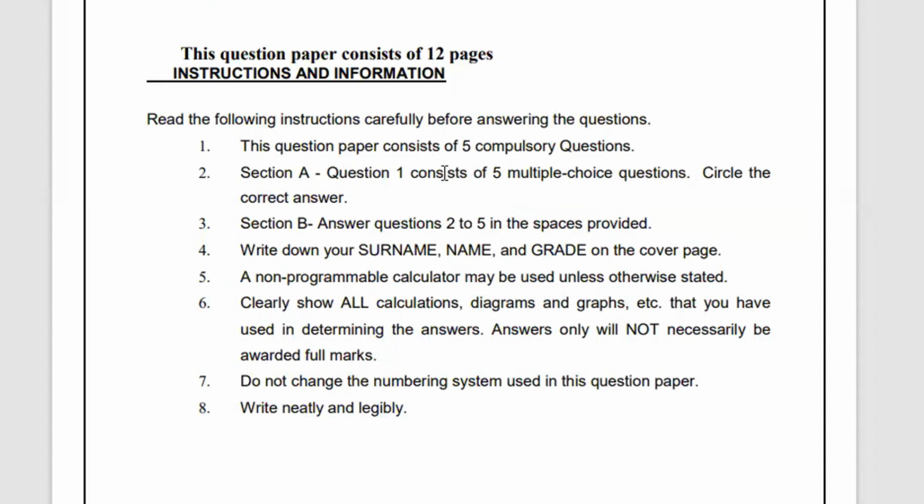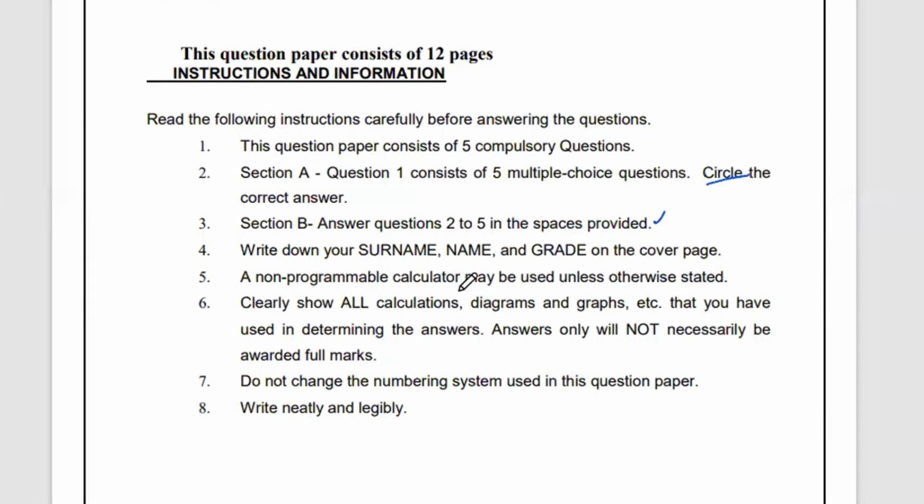Section A has the multiple choice. With multiple choice, we only have to circle the correct option. If the option is A, then we circle A. If the option is B, then we go with B. Then the other questions must be answered within the spaces.